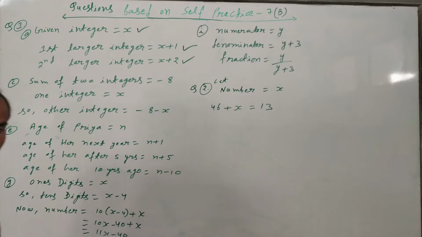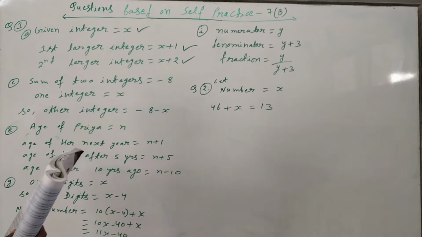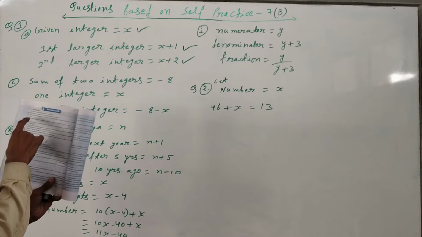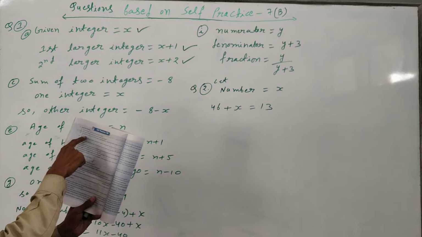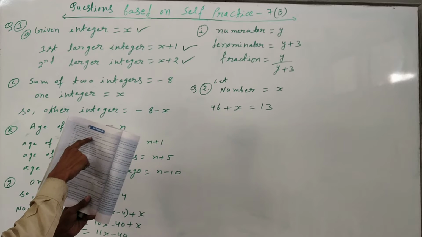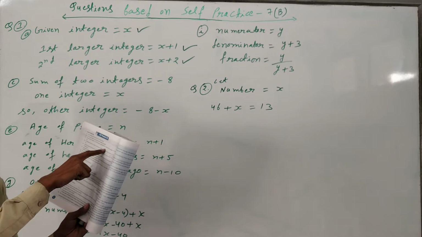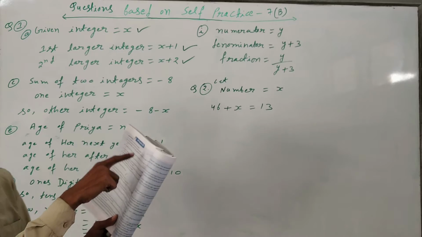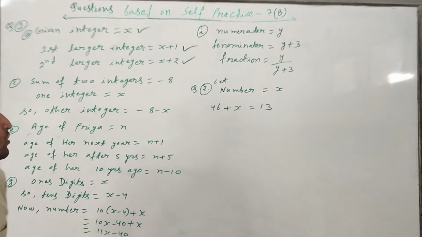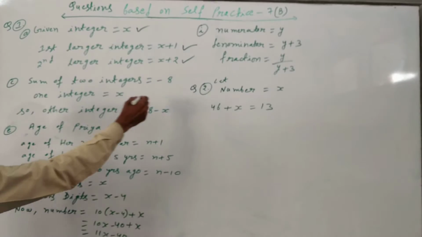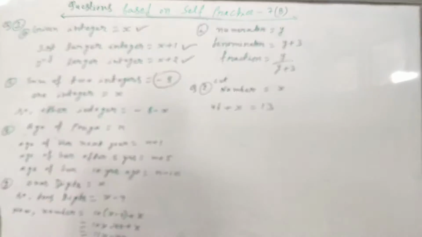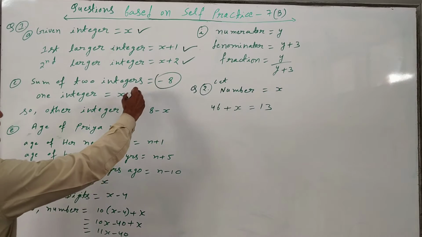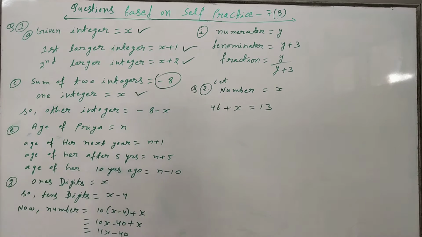In part C, the sum of two integers is minus 8. First read the question; I have read part B, just try it yourself. The sum of two integers is minus 8. If one integer is represented by x, represent the other integer in terms of x. So the sum of two integers, meaning the addition of two integers, is equal to minus 8, and one integer is given as x. We have to find the other integer.